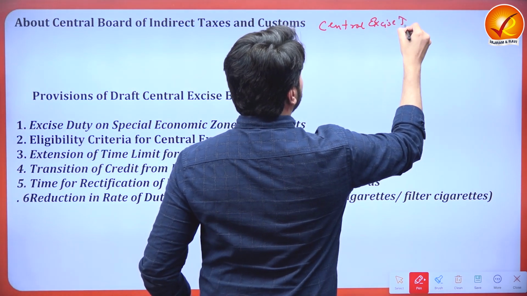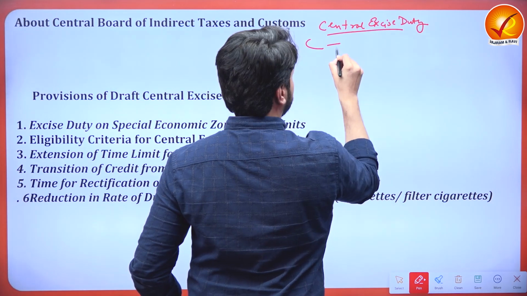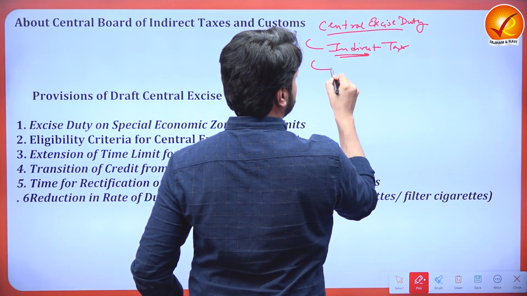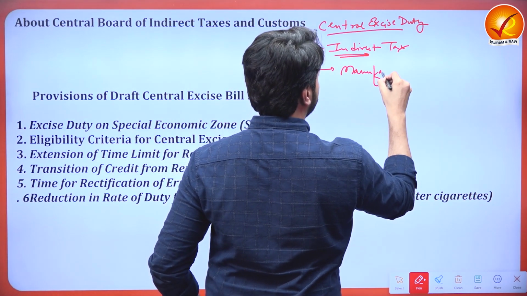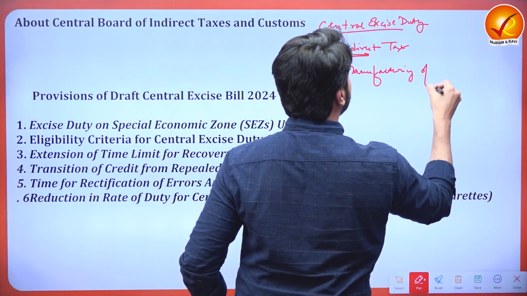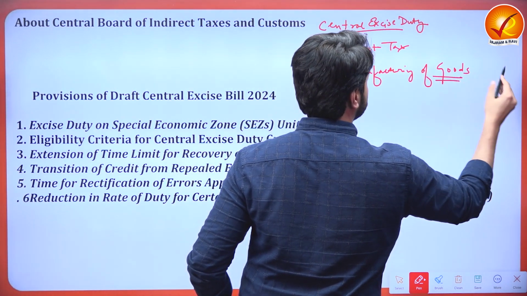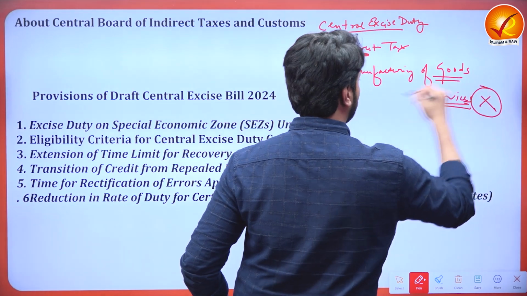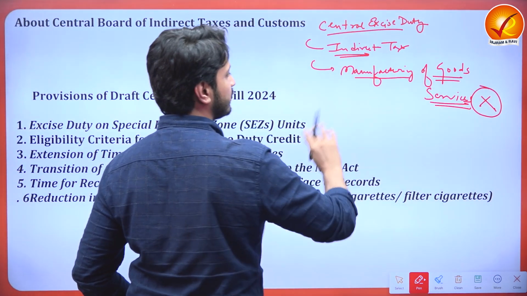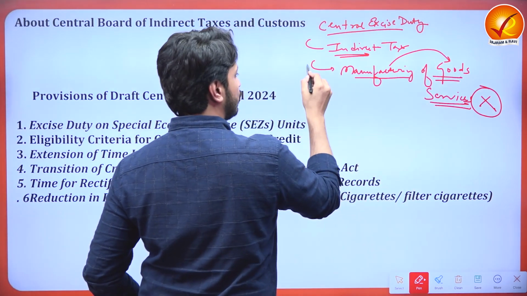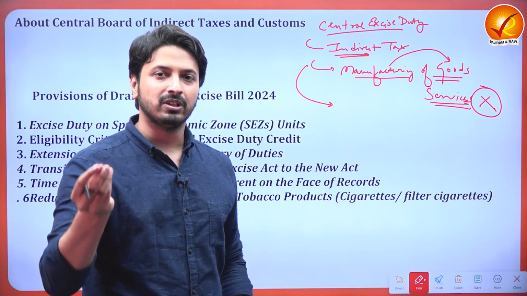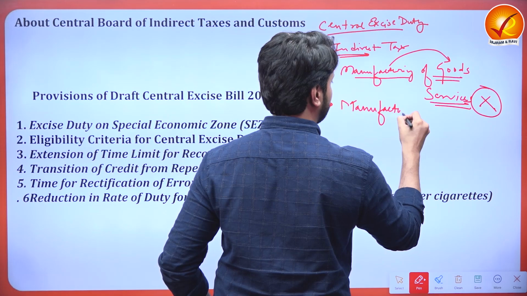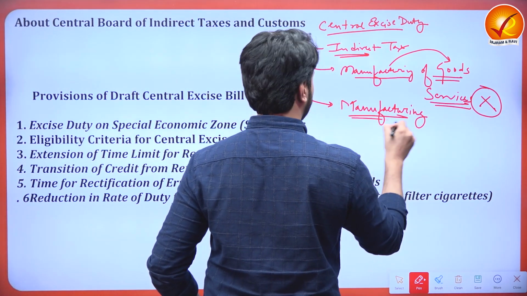So, Central Excise Duty is nothing but an indirect tax which is levied on the manufacturing of goods, and not services. One very important thing we need to note here is that Central Excise Duty is not applicable on the manufacturing or providing of services, but only for the manufacturing of goods. And who is paying this particular Central Excise Duty to the Government of India? These are the manufacturers, anyone who is manufacturing that particular good.